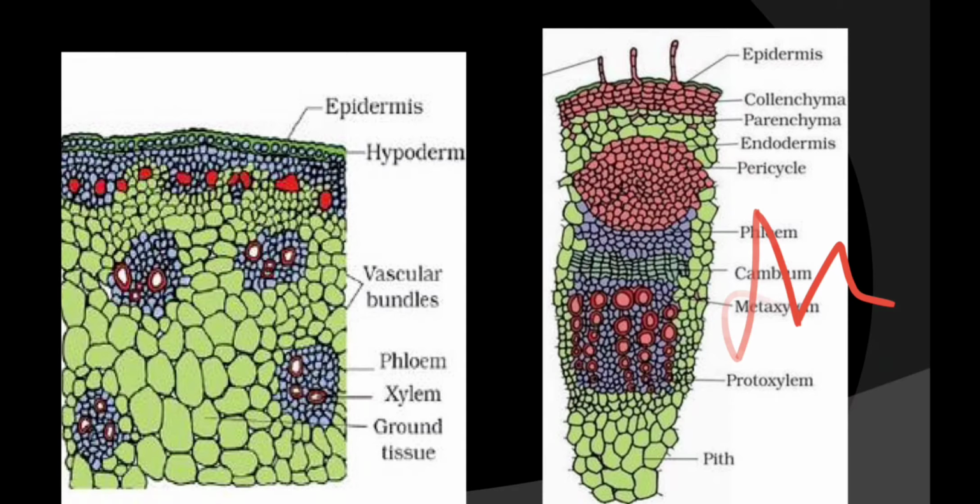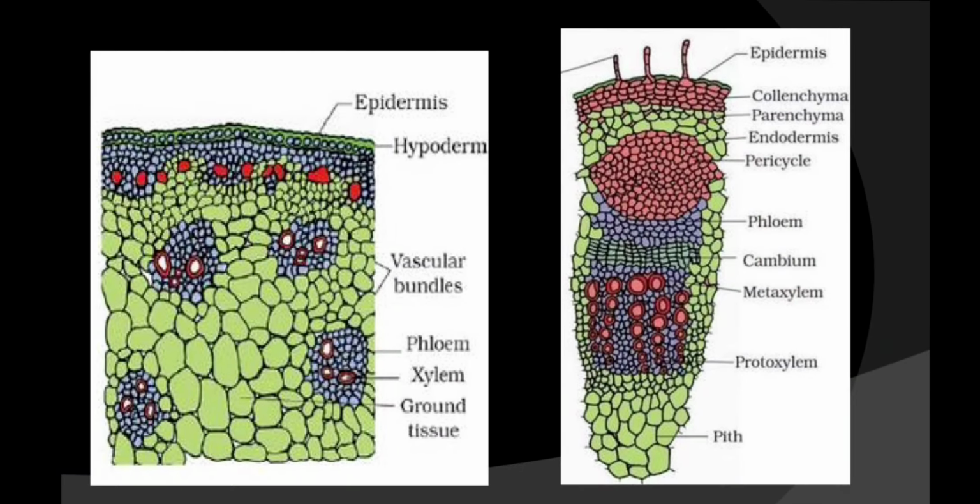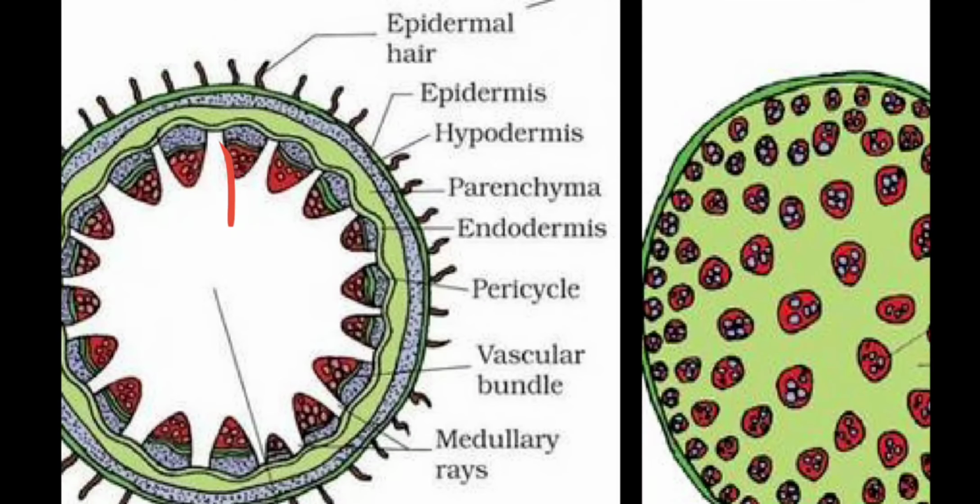Okay, now in between the xylem there is a region. Here you can see in this diagram, these white colored portions. This is the region between the vascular bundles, the non-vascular area, and this area is known as medullary rays. These medullary rays help in the radial conduction of material. So radially they conduct the material.